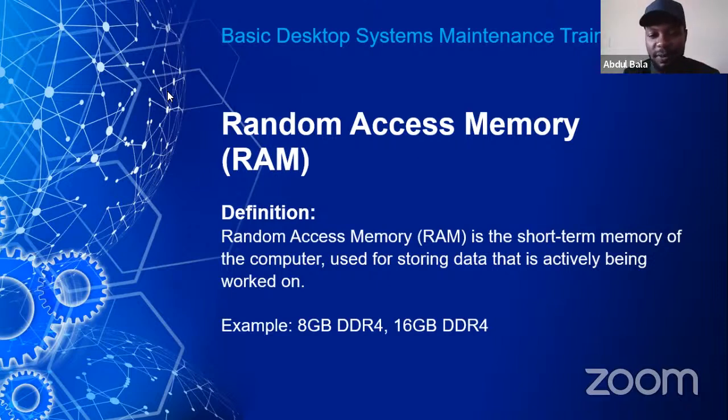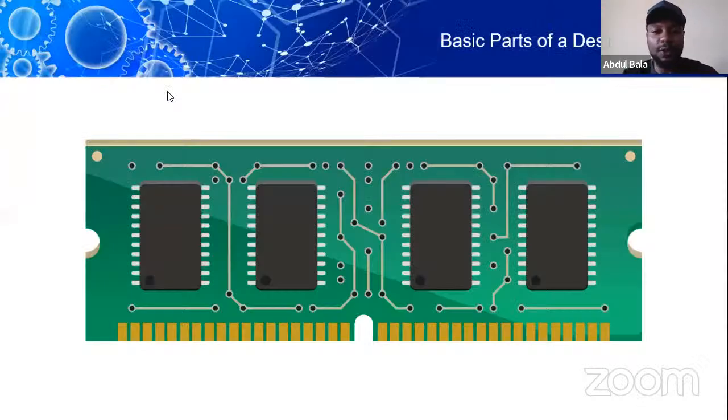So an example of the RAM is the 8 gig DDR4, DDR3 actually, 16 gig DDR3 RAMs. So this is an illustration of what a RAM looks like. Basically we just see the chip boxes and the links in between them, and then also the chip teeth for the RAMs.